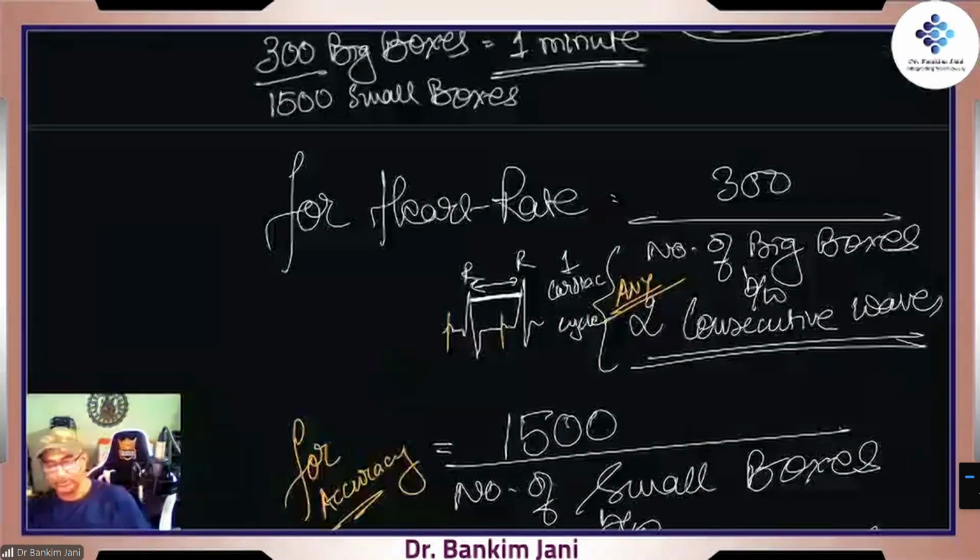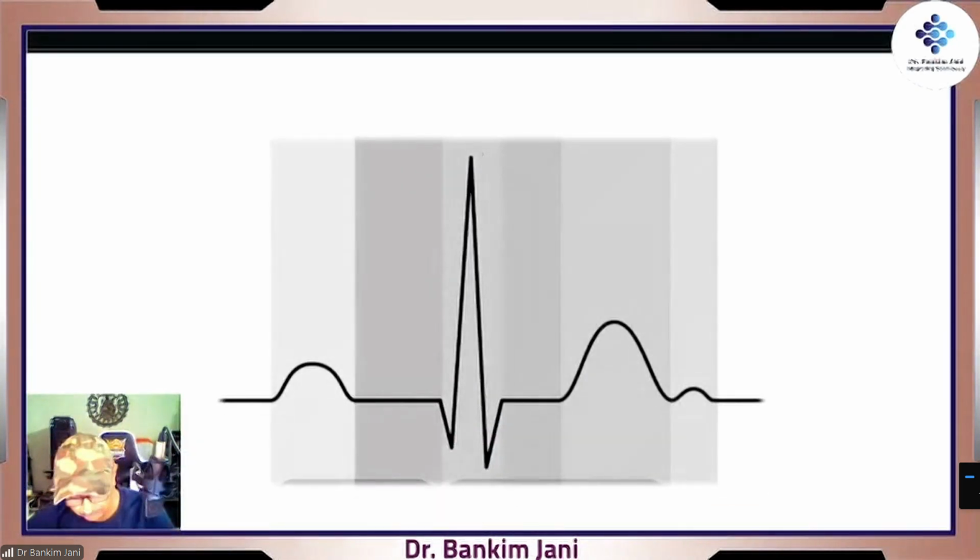Let's start with our today's work. So here, a standard ECG. This one is the P wave. This one is Q. This is R. This is S. This one is T, and that's U.